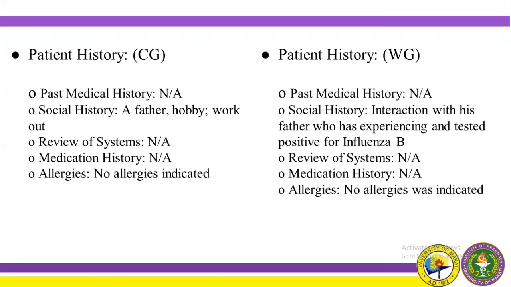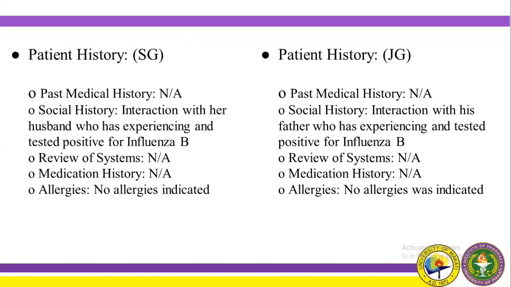Patient history of CG: patient medical history, review of systems, and medication history are also not indicated in the case. However, for his social history, he is a father who has a hobby, which is that he regularly works out. And allergies, no allergies indicated. For patient WG, social history, interaction with his father who is experiencing and tested positive for influenza B. Allergies, no allergies were indicated.